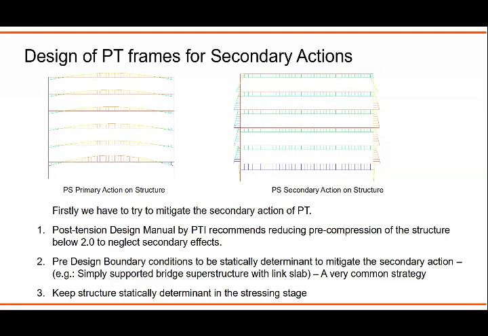Firstly, we will see how we are going to mitigate the effect of secondary action. The first one is as per the PTI recommendation and also the TR43 recommendations. They say that if the pre-compression of the structure is below 2, we can neglect the secondary effect. Pre-compression means post-tension force divided by the area. That is why in most structures we try to control the pre-compression to between 1 and 2 level. In most post-tension slabs, we use pre-compression between 1 and 2, so we don't need to consider that effect on the structure.